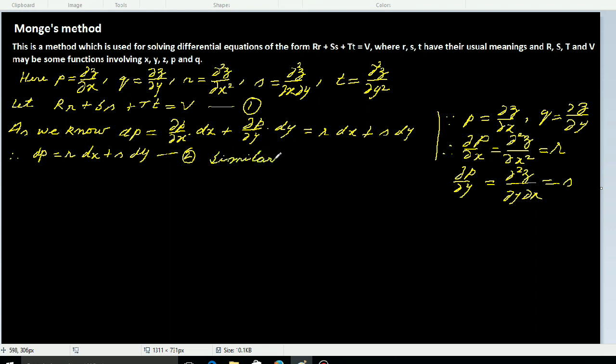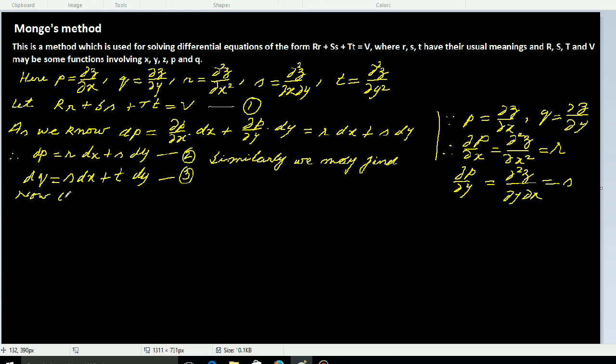Similarly, we may find dq is equal to s dx plus t dy. Say it is equation number 3.